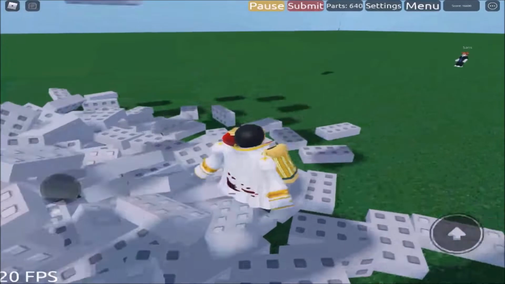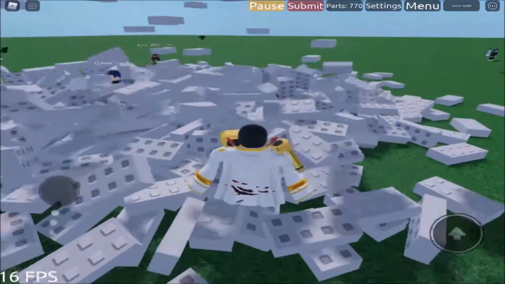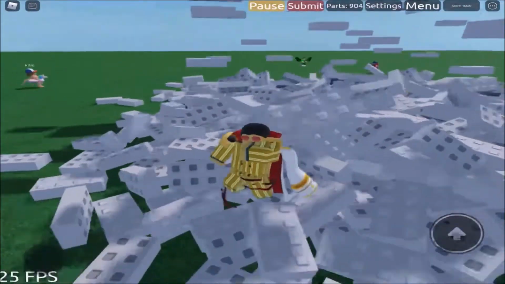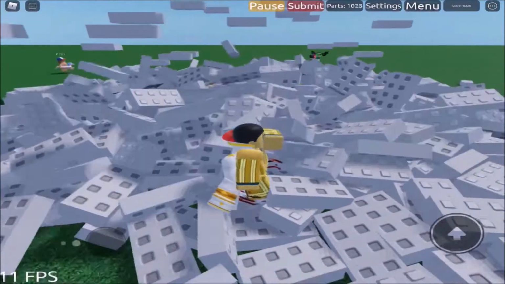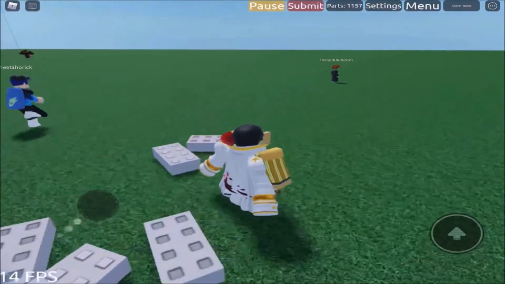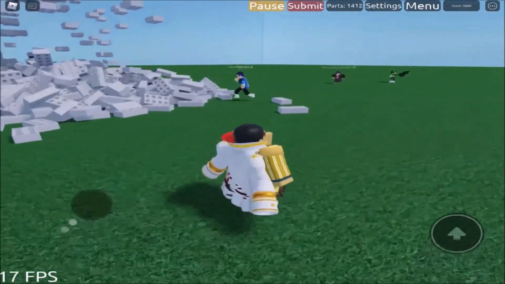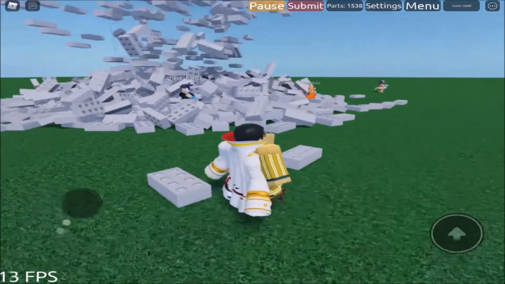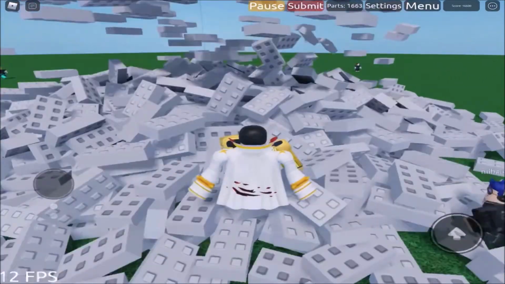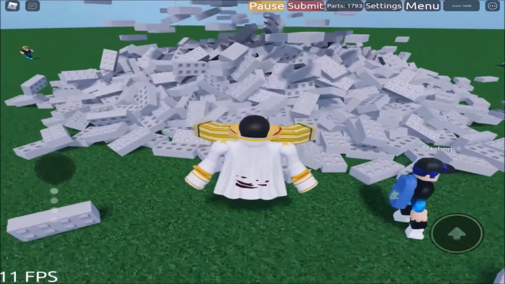Okay, I already feel like my iPad's lagging already. Yeah, I'm not doing very well, only at 1,000 parts. Okay, there's a lot of people here. Hopefully I'm not making other people lag. But that man just walked into my rain of blocks.